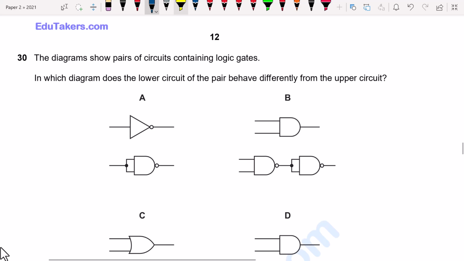Question number 30. The diagram shows a pair of circuits containing logic gates. In which diagram does the lower circuit of the pair behave differently from the upper circuit? Here in option A, we can see that it's a NOT gate. A NOT gate changes 1 into 0 and 0 into 1. So if I consider the input is 1, it changes into 0.